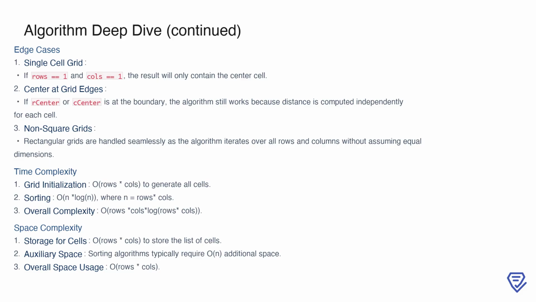Non-square grids, such as rectangular ones, are also handled naturally since the algorithm iterates over all rows and columns without assuming equal dimensions. From a time complexity perspective, initializing the grid takes O(rows * cols) time, while sorting adds O(n log n), where n is the total number of cells. This gives an overall complexity of O(rows * cols * log(rows * cols)). In terms of space, we need O(rows * cols) to store the list of cells and additional space for sorting, which is typically O(n). The algorithm is therefore efficient in both time and space for this task.